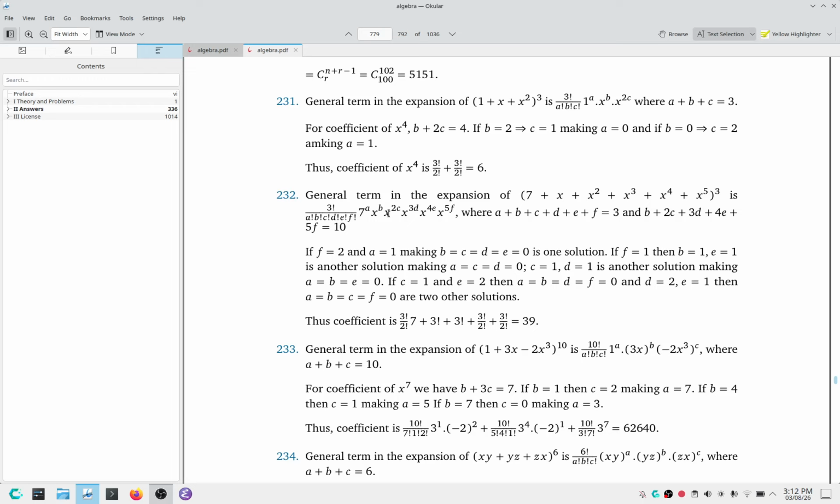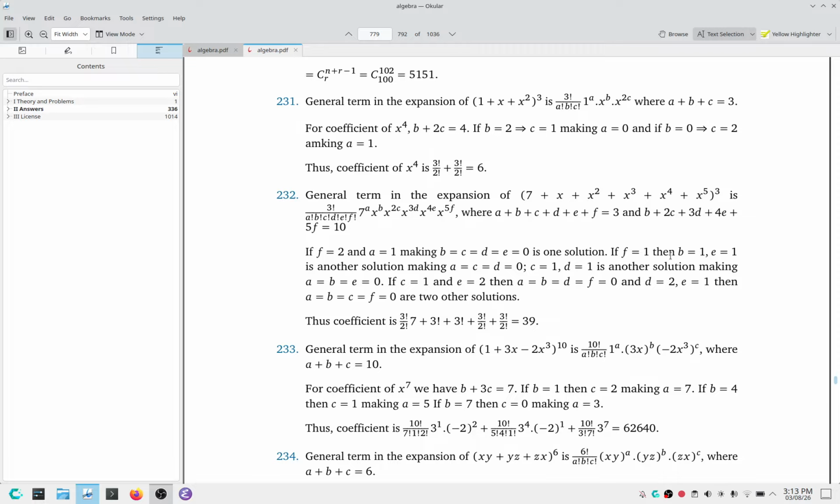So we have x to the power b, x to the power 2c, x to the power 3d, 4e, and 5f. So a plus b plus c plus d plus e plus f will be equal to 3, and b plus 2c plus 3d plus 4e plus 5f is equal to 10. Now, if f is equal to 2, a is equal to 1, making b, c, d equal to 0. So we have to find the coefficient of x to the power 10. So if f is equal to 2, that is 10 will be from here. So a could be 1 here. Okay, this is the constant term to the power that. So b, c, d, e equal to 0 is one solution.